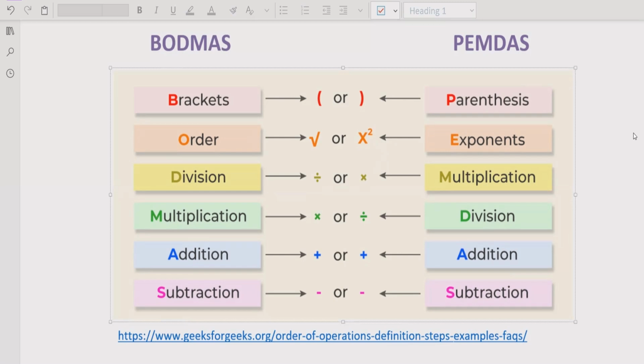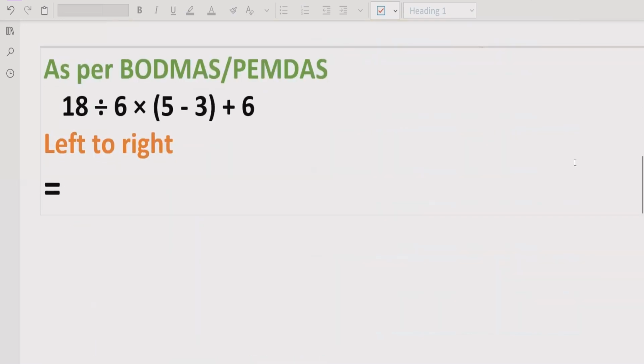After that, you have to solve the multiplication and division. Multiplication and division have equal precedence, and you have to go left to right. If multiplication comes first, you solve the multiplication. If division comes first, you solve the division first. Similarly, addition and subtraction have the same precedence, and it depends on which comes first when going left to right.